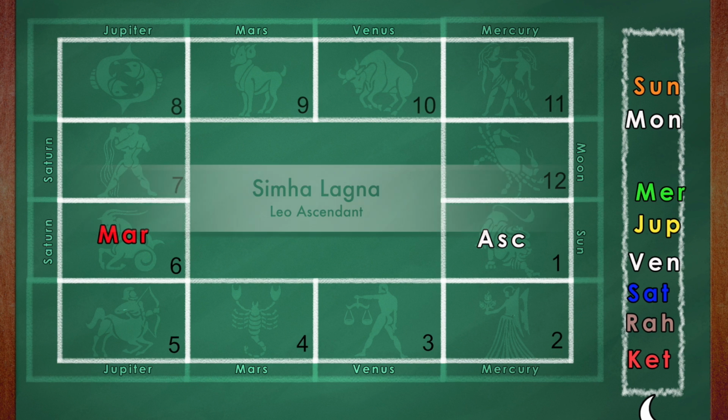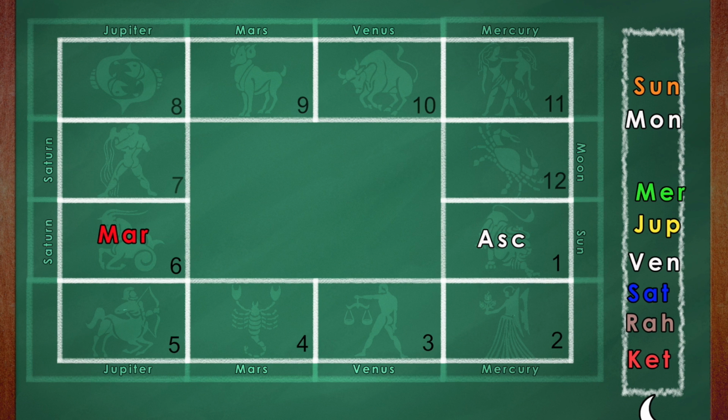This is Simha Lagna, Leo Ascendant, and Mars in the 6th house is exalted. Any graha that is exalted is in a very good mood. So therefore, more of the positive side of Mars is likely to manifest in your life.